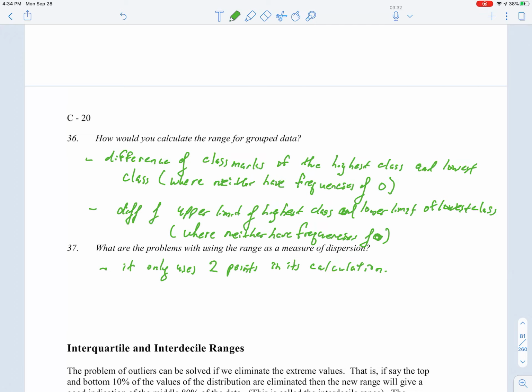Now, incidentally, that also is a problem with doing a calculation of the median, is that once you've got all the numbers in order, it only looks at the middle number, or if there's an even number of values, the middle two numbers, and averages them out. So you're not using the values of the other numbers there. The second thing is that it only uses 2 points, and these are the extreme points.